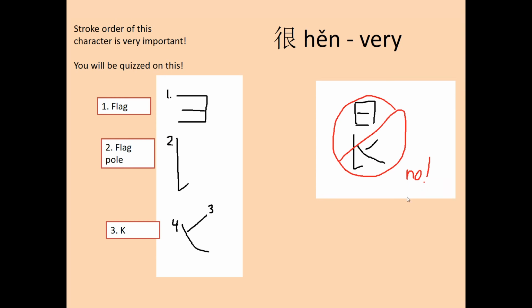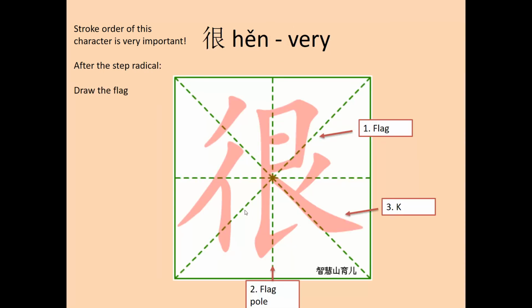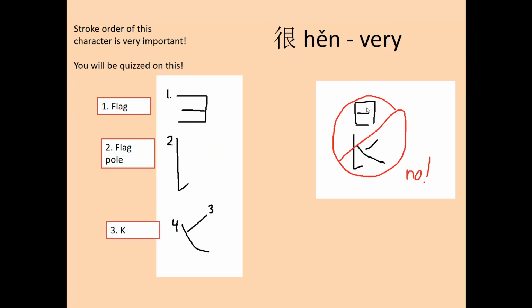Let's see if I have an animation. No, okay. So you do the flag pole, and then the K. Please do not do a sun and then this shape. That is wrong. The flag, then the flag pole, and then the K. So you get this. If you write it like this on your quiz, you will lose points.